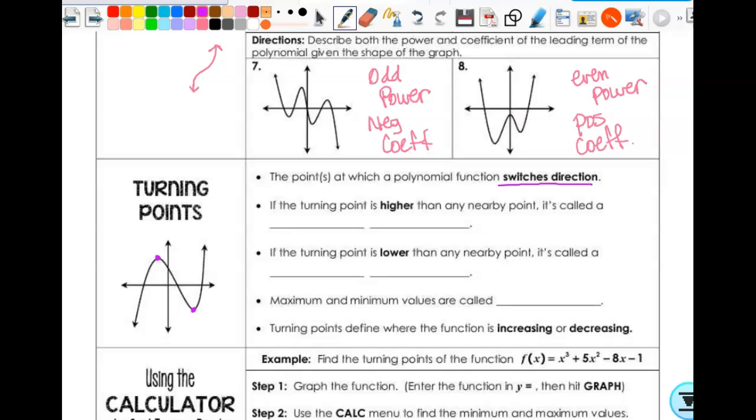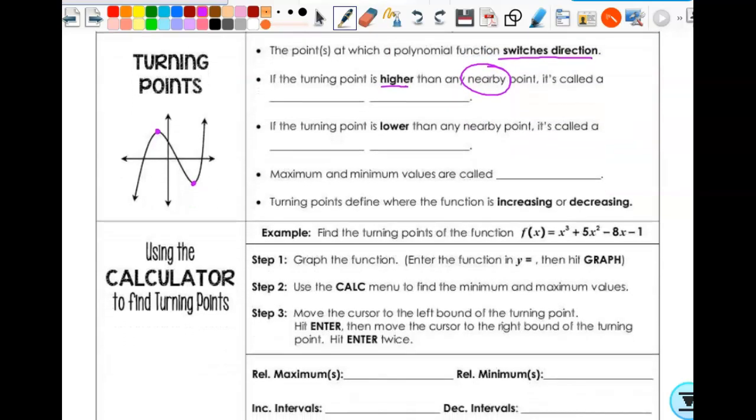So it says if the turning point is higher than any nearby point, then it is called a relative maximum. We also have absolute maximums. We aren't necessarily going to know on some of what we do if we have absolute maximums or minimums. We'll explain why in just a minute. But remember, even absolute maximums and minimums are relative because it's still about what they're right around. And then if it's lower than any nearby point, we have a relative minimum.